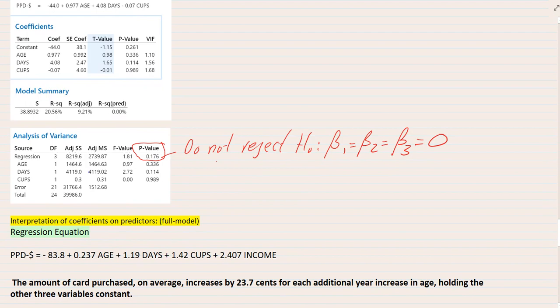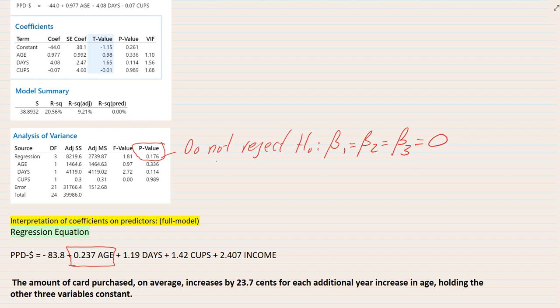So here, I'm trying to give the interpretation of the coefficients. Now, this is important. How do we interpret the coefficients that are on the predictor variables? So let's take a look at this one. The coefficient is 0.237, which means 23.7 cents, almost 24 cents.